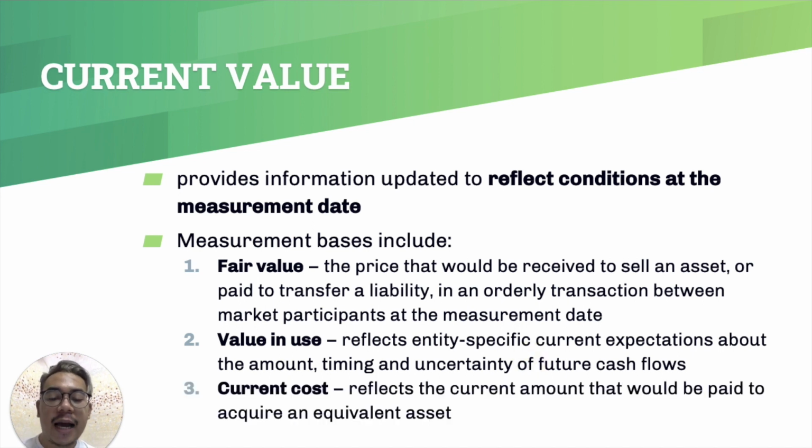And number 3, the current cost. It reflects the current amount that would be paid to acquire an equivalent asset. So yung historical cost is the amount that you paid in the past when you acquired an asset. Yung current cost naman is the amount that would be paid kapag binili mo ang same asset pero binili mo today. That's why it's called current cost. So again, meron tayong historical cost, meron tayong current value.